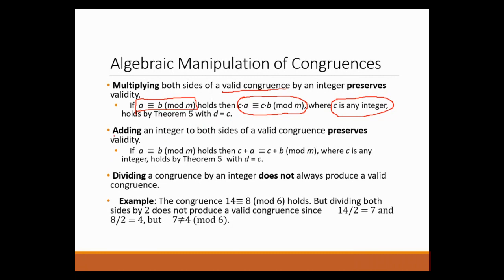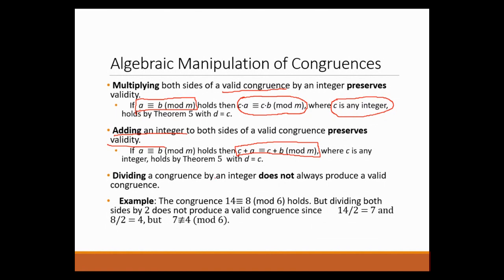The other property is if we are adding an integer on both sides of a valid congruence, then it still preserves the validity. If we are adding a constant c on both sides, this will be c plus a is congruent to c plus b mod m. So the congruence will still be preserved.